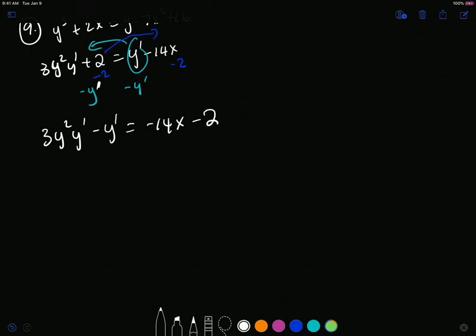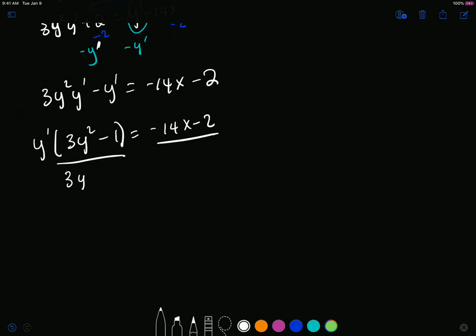Then you do the magic rule of factoring out the y prime. When you factor the y prime from the first term, you get 3y squared. Remember, when you factor something out, you always get something left behind. There is actually an imaginary 1 in front of this y right here. So when I factor out the y prime, I will get a 1 right here. And with that, I have one more step to go, and that is to divide.